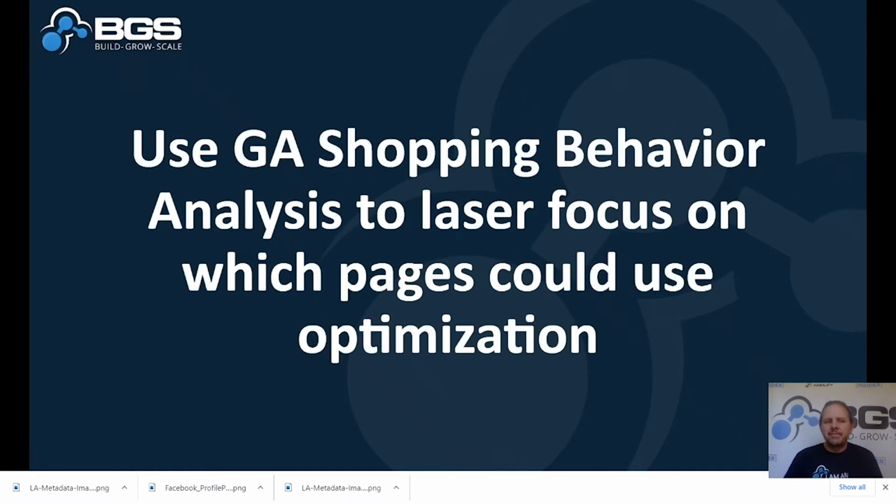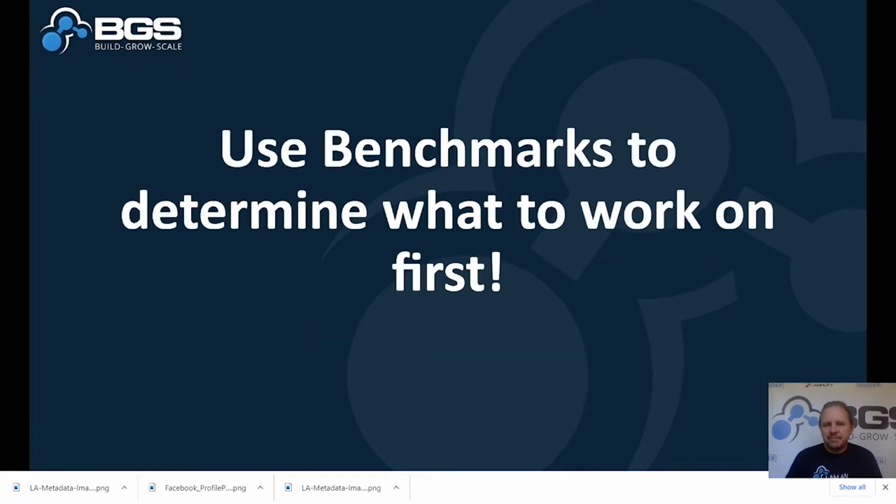Okay, so as a revenue optimization specialist, a lot of times we ask ourselves, what page do I optimize first? Well, we use Google Analytics shopping behavior analysis to laser focus on which pages could use optimization. And to do this, we use benchmarks to determine what to work on first.